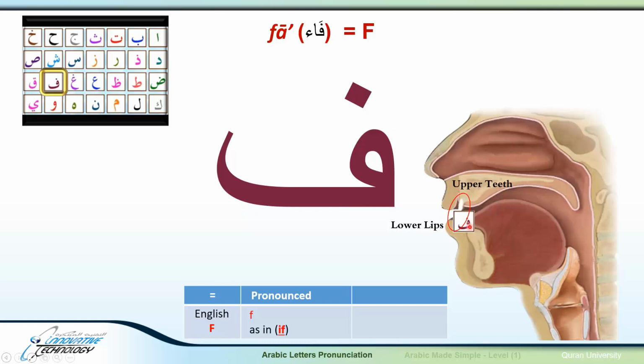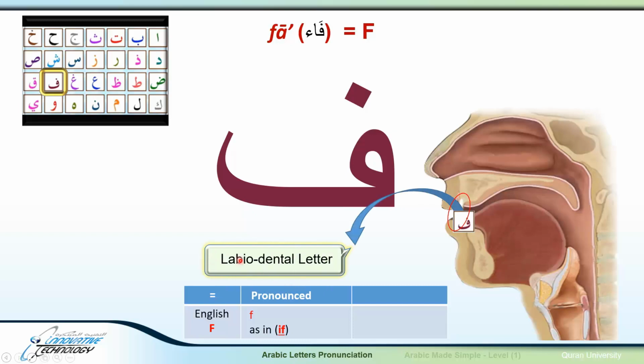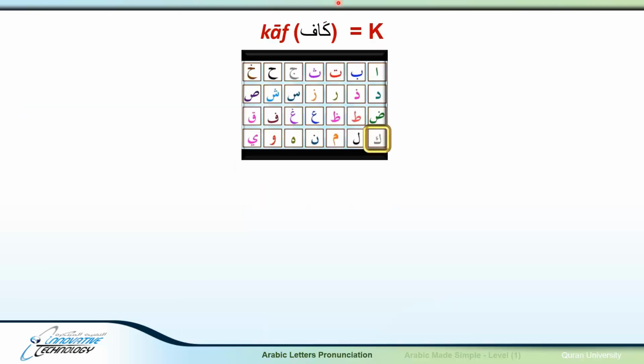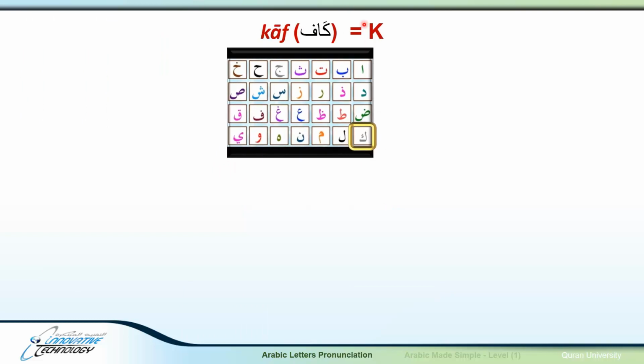If. That's why we call it labiodental, between the lips and the teeth. Labiodental. If. And the name given for that is Fa, as in fast. Fa is pronounced as if. Fa, if. The next letter is the kaf.